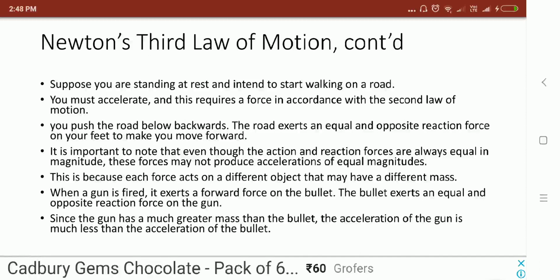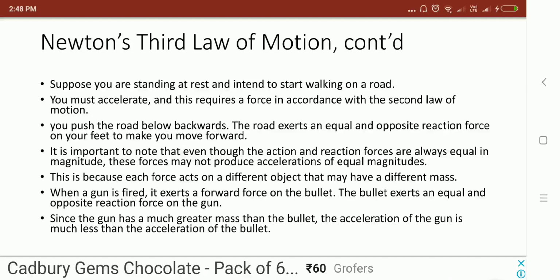So action and reaction are equal in magnitude. These forces may not produce accelerations of equal magnitude because of their different masses. Action and reaction forces are the same, but it doesn't mean that both objects get the same acceleration, because the objects may have different masses.